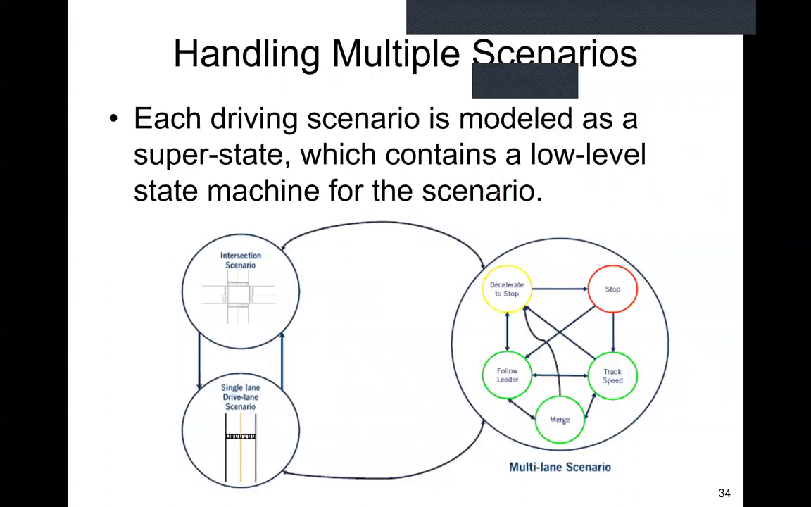And if you have multiple scenarios, you can have a hierarchical state machine where each driving scenario is modeled as a superstate, which contains a lower level state machine for the scenario. So for example, you have the intersection finite state machine, and then you have a single lane drive lanes scenario, and you may have another multi-lane scenario with a merge lane state added. And then you may transition between different scenarios.